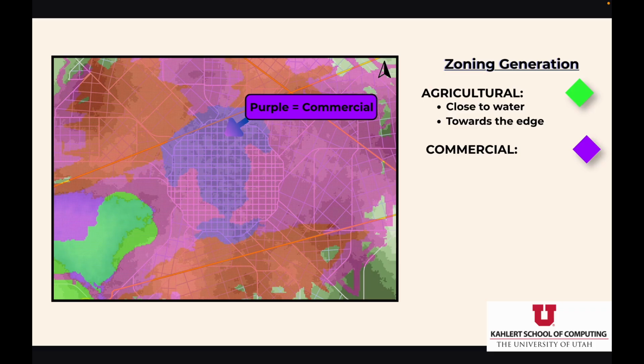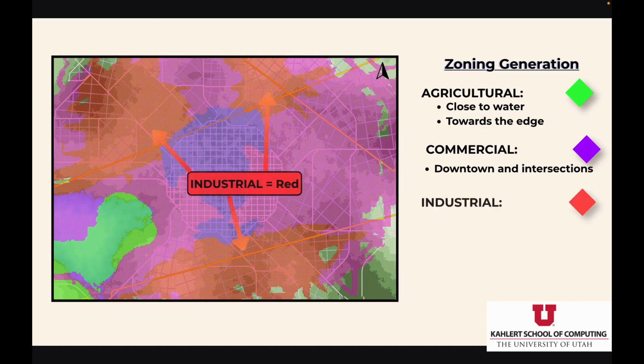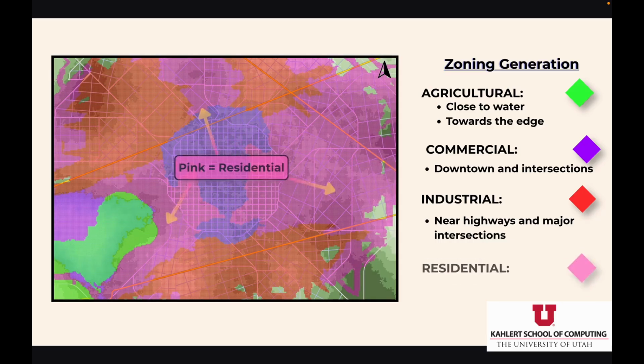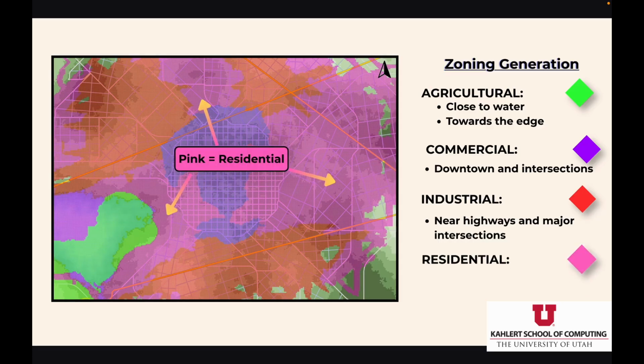Commercial zones are purple. This is where most businesses are, places such as malls, restaurants, and grocery stores. They need to be close to major roads and tend to gravitate towards the more dense areas of the map, usually the middle. Industrial zones are red. These are the factories. They need to be near a highway for easy transportation, but far enough from dense urban areas to not be disruptive. Lastly, residential zones are pink. These are houses and apartment complexes. They occupy a majority of the map and fill up everything else.